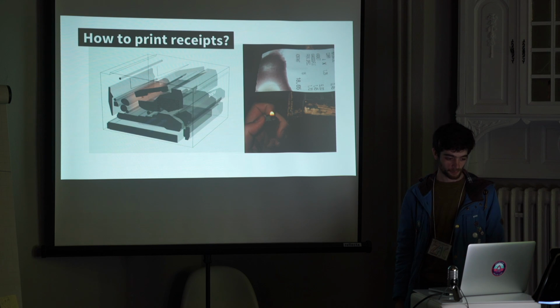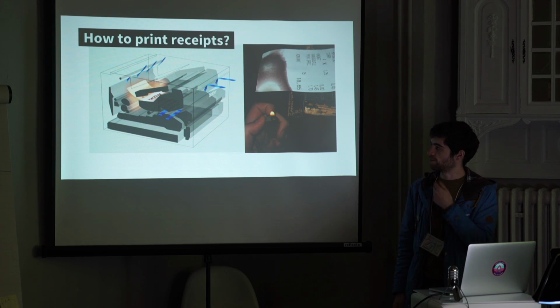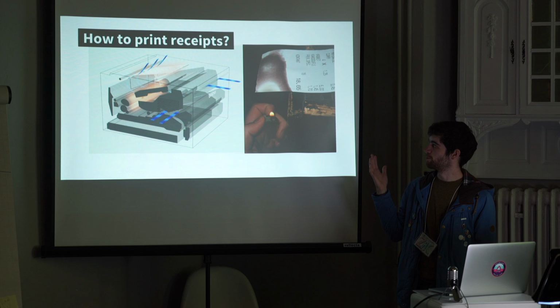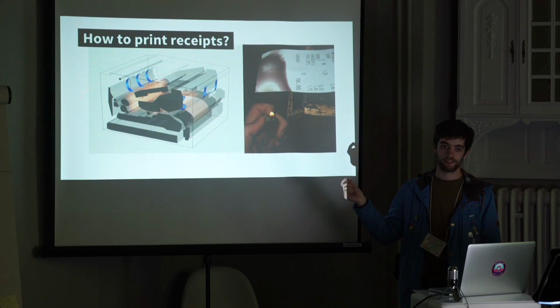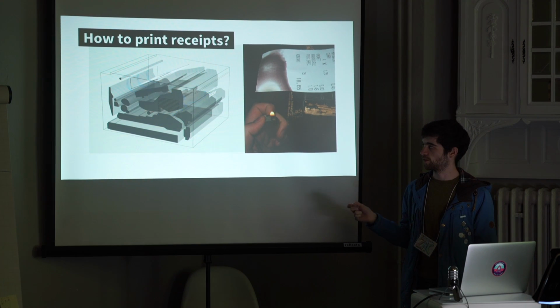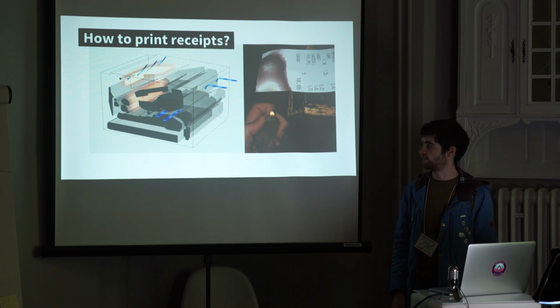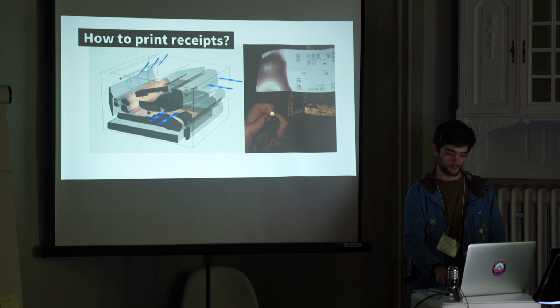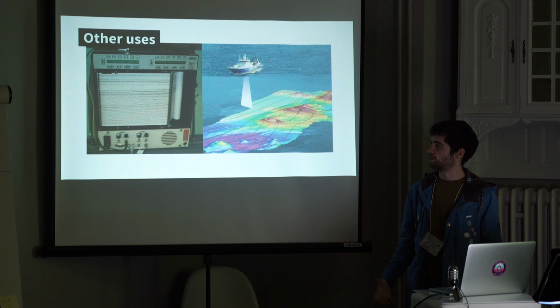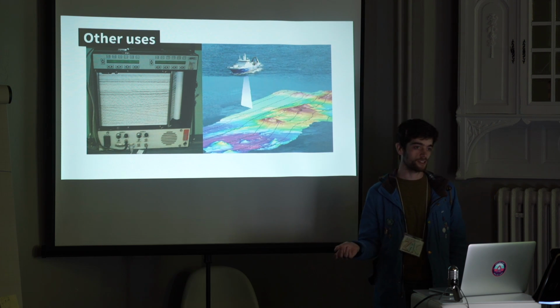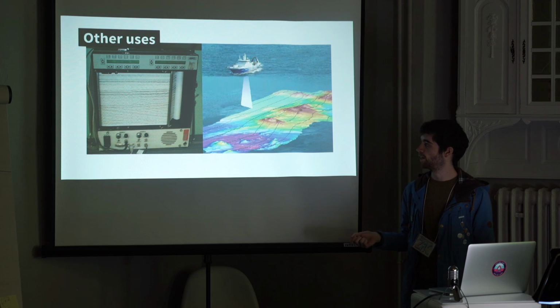Receipts. So how do you actually print a receipt? In the receipt paper, you have the ink itself, and it's a special kind of ink. It's called thermochromic, which means that when you apply heat to it, it changes colour. So there are some other uses, but receipts use this kind of paper.